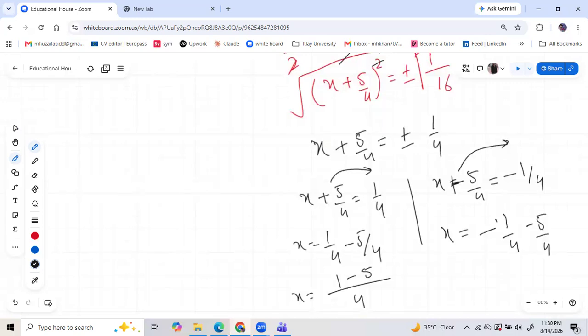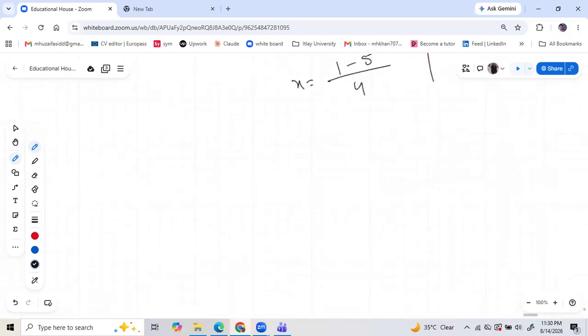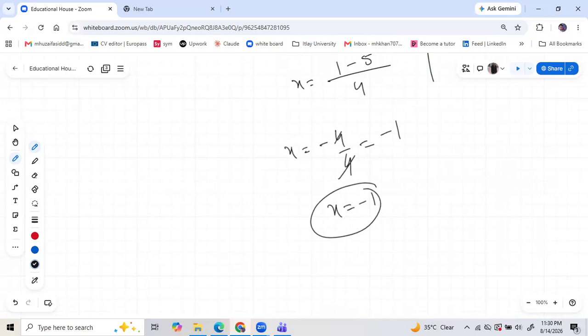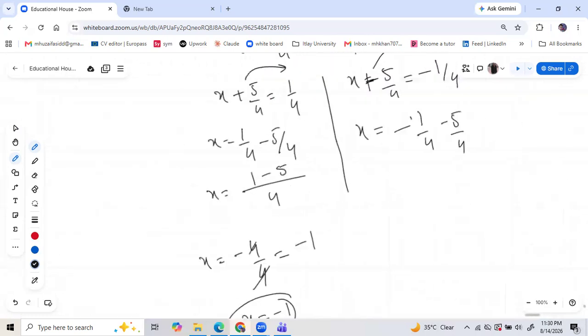So look at it here. Our x is equal to what? Minus 4 by 4. So the 4 cancels with the 4. This is minus 1. So x is equal to minus 1, and we are going to the other side.